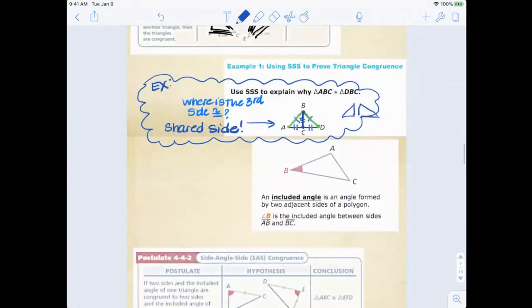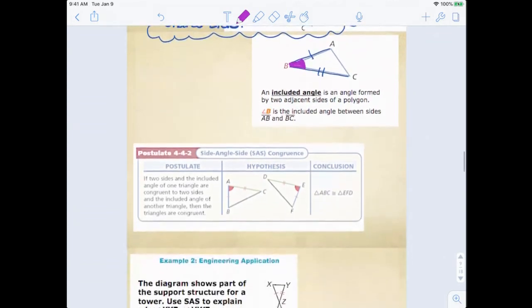So again, included is just what's created. If this were one side, this were a second side, the included angle is the one that's formed or in between those two congruent ones, right? I create or draw in that angle by tracing my congruent sides.